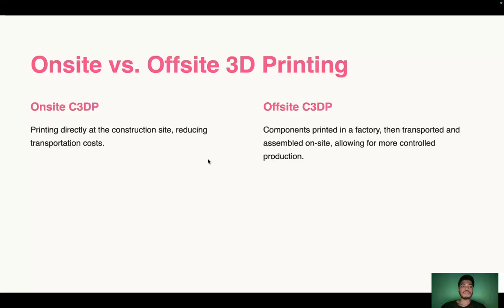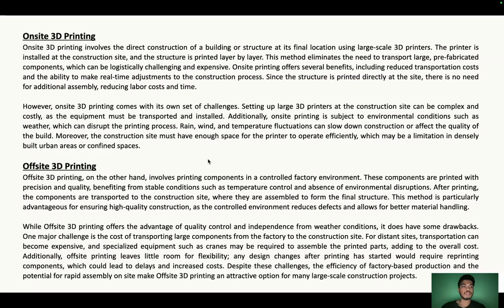Let us discuss on-site versus off-site 3D printing. On-site C3DP: 3D printing directly at the construction site, reducing transportation costs. Off-site C3DP: components printed in a factory, then transported and assembled on site, allowing for more controlled production. Let us discuss on-site 3D printing and off-site 3D printing in more detail.